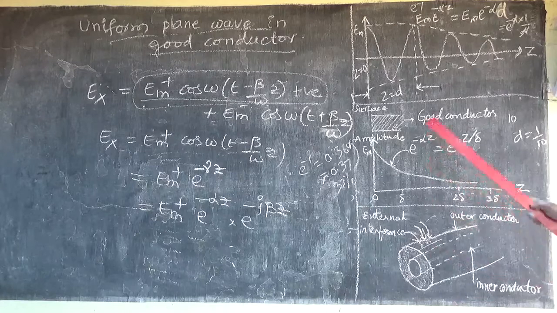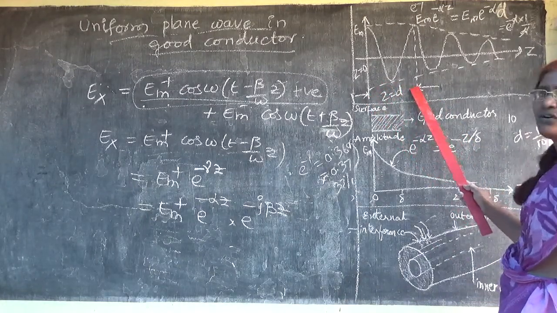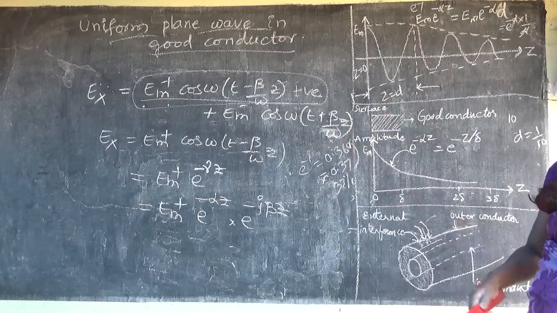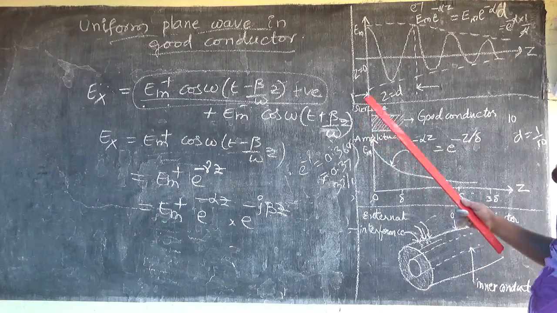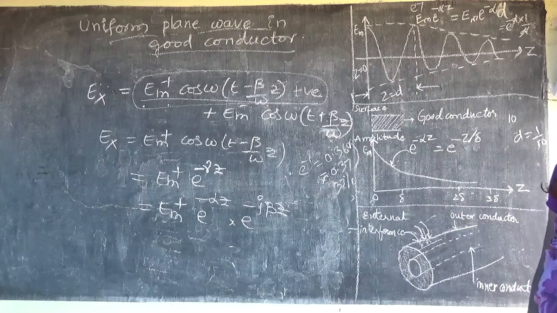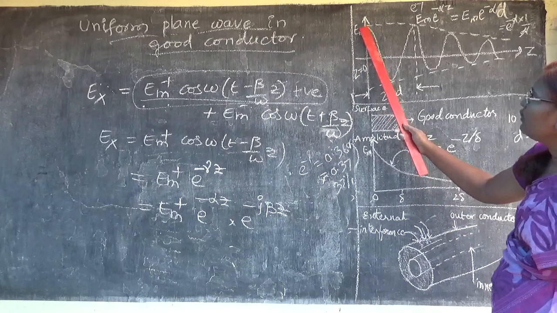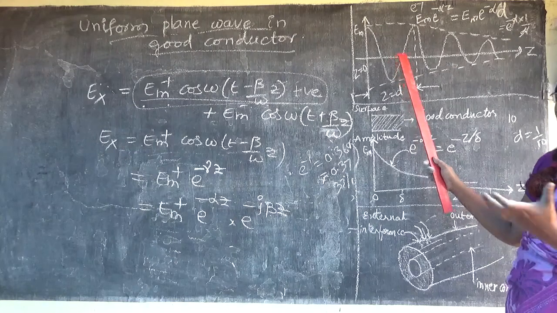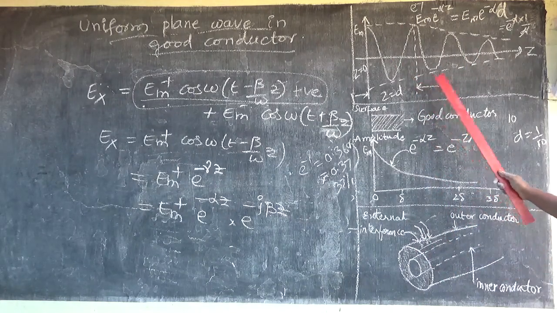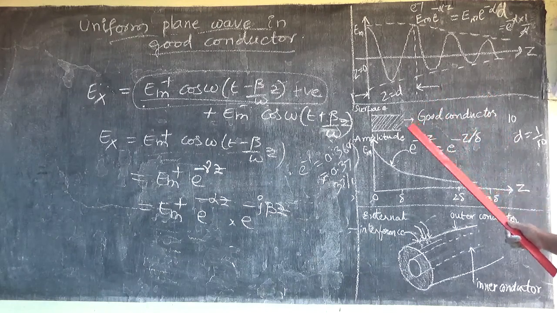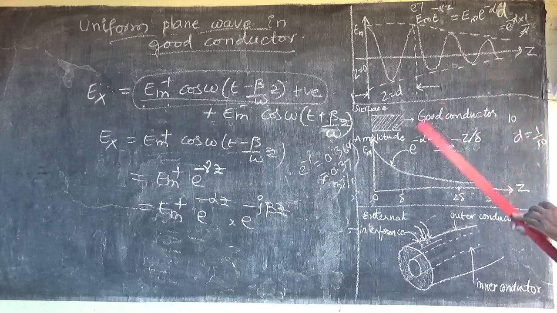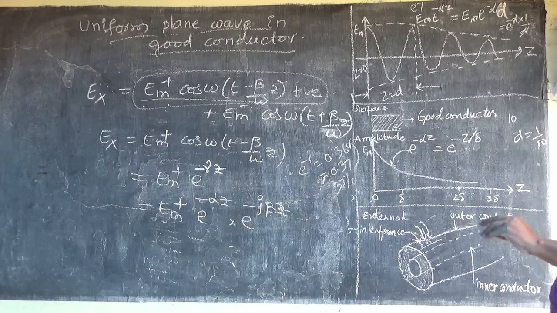So what happens to the wave when it travels a distance of 1 by alpha, which is the reciprocal of the attenuation constant? Remember that. When it travels a distance that is the inverse of the attenuation constant, the amplitude of the wave will become 37% of the original value. If a wave starts traveling with 100 volts in a good conductor, after traveling 1 by alpha its value becomes 37. After another 1 by alpha, practically nothing may remain. By 2 by alpha or 3 by alpha, the total wave will have vanished. There is no amplitude, and the wave does not survive.